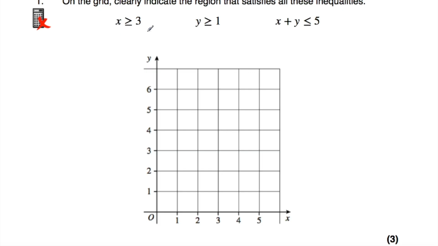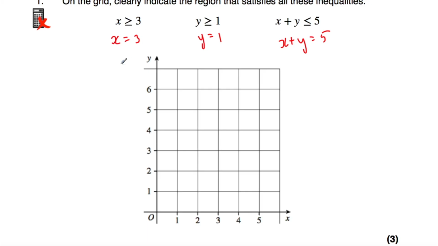To show that region, first of all I start by drawing the graph. Instead of x is bigger than or equal to 3, I'm going to draw the graph of x equals 3. I'm going to draw that graph on the grid to begin with. I'm also going to draw the graph of y equals 1 and x plus y equals 5. I draw those to begin with, and then I figure out which side of each line will satisfy the inequality.